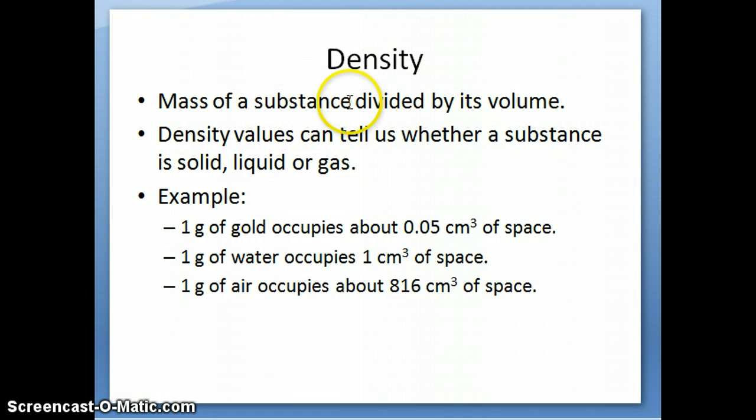Once we measure the mass and volume of a substance, it's typical to calculate its density, which is given as the mass of a substance divided by its volume. Density is important because the value allows us to visualize what a substance might be. In particular, density values can tell us whether a substance is solid, liquid, or gas.